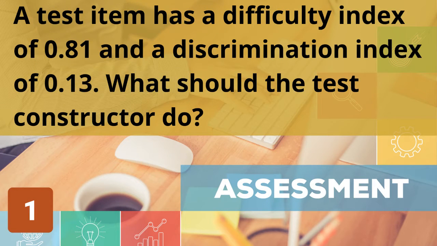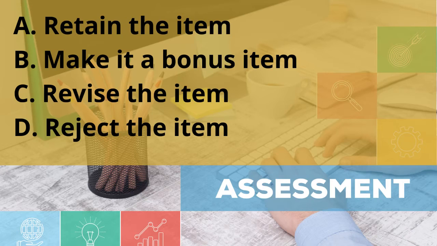Number 1. A test item has a difficulty index of 0.81 and a discrimination index of 0.13. What should the test constructor do? A. Retain the item. B. Make it a bonus item. C. Revise the item. D. Reject the item.